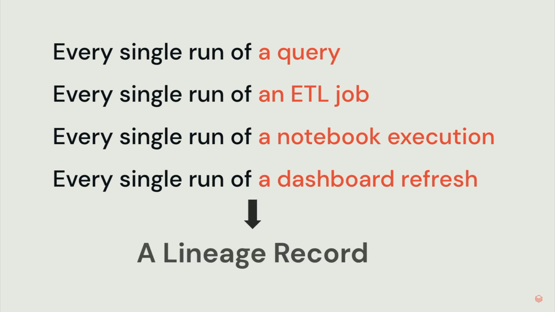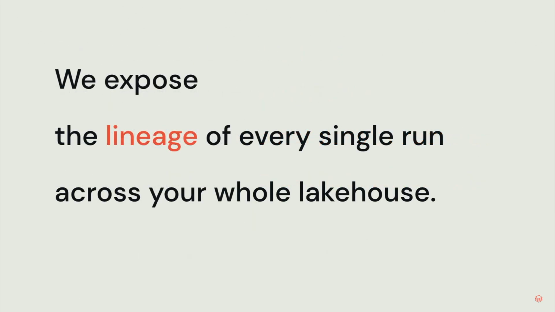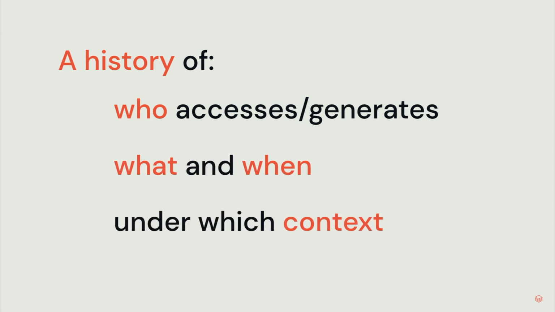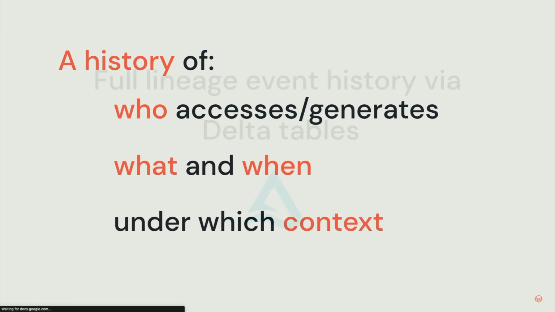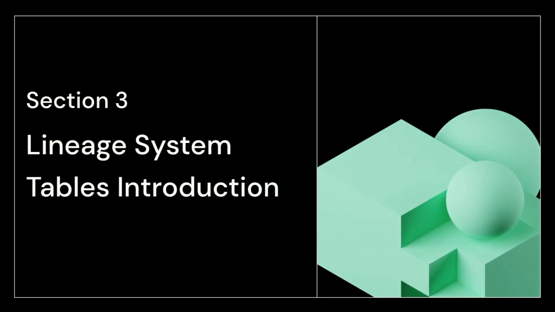The underlying dependency can be changed. The logic can be modified. Every single run is a fresh new lineage. We expose the lineage of every single run across your whole lakehouse. It is a history of who accesses or generates what and when, under which context. We are excited to expose the full lineage history via Delta tables. That's why we introduced the lineage system table.